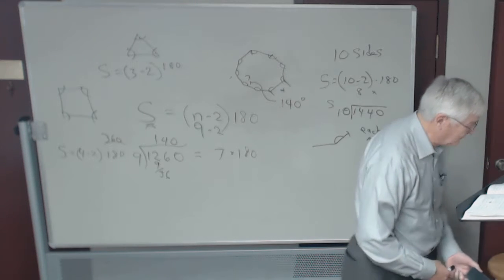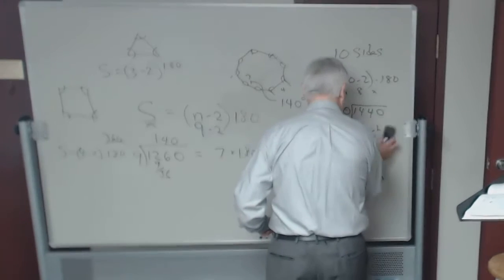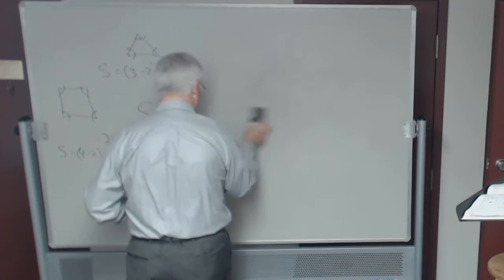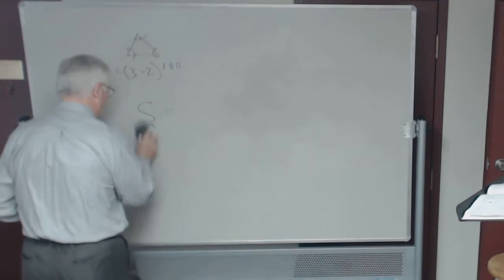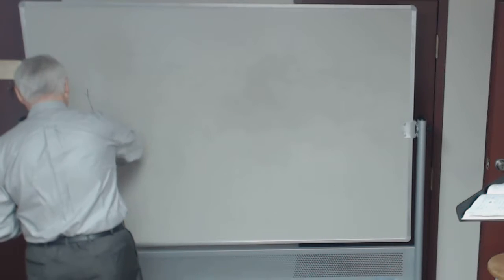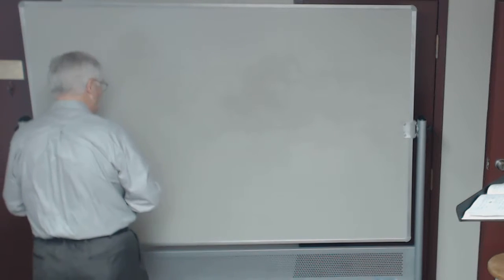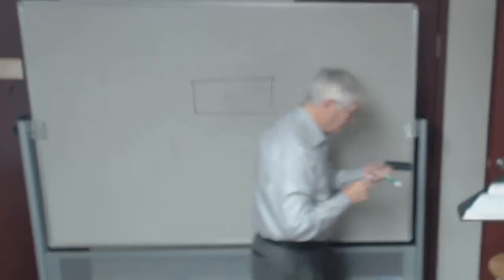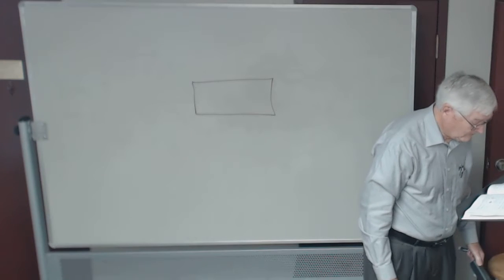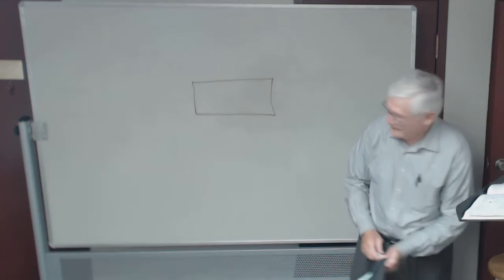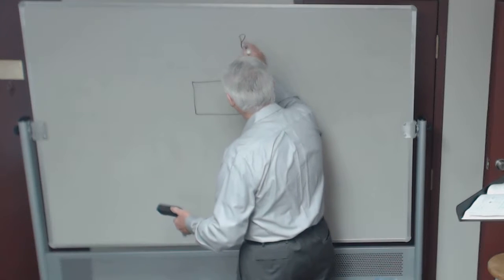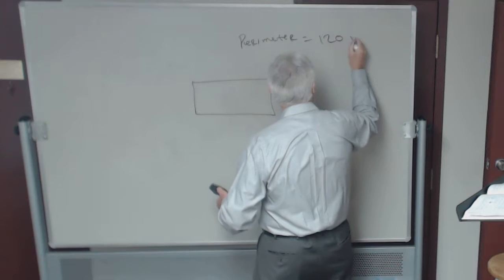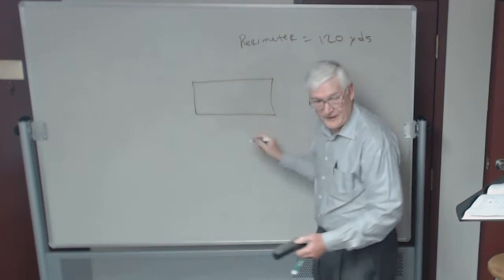Number 10, a rectangular plot of ground. So I just read far enough to draw a picture of a rectangle. And what's it say about it? Is enclosed with 120 yards of fence. So that means the perimeter is 120 yards. Is that what that means? All the way around?